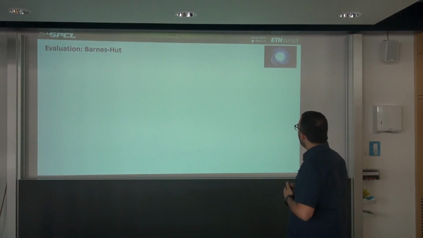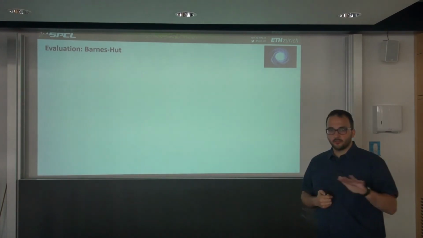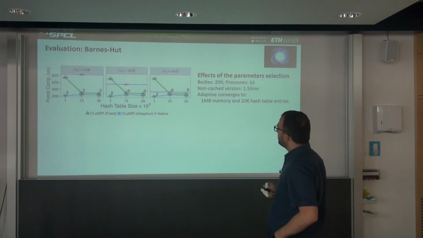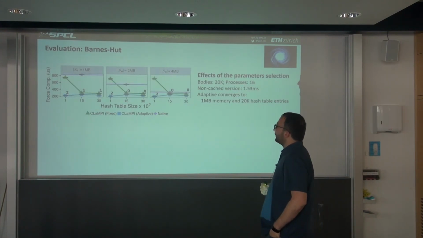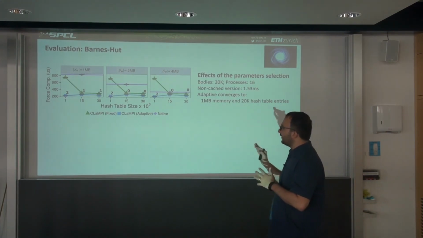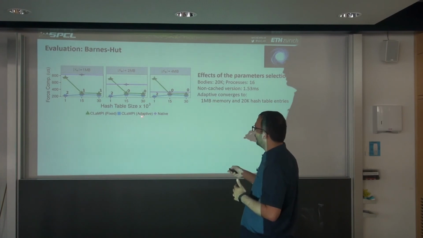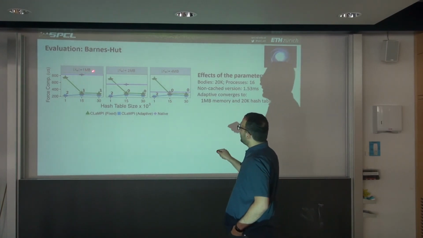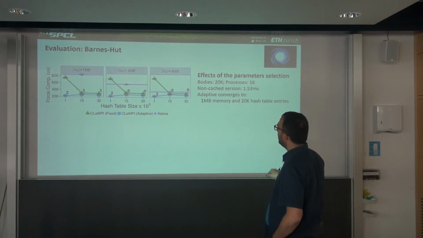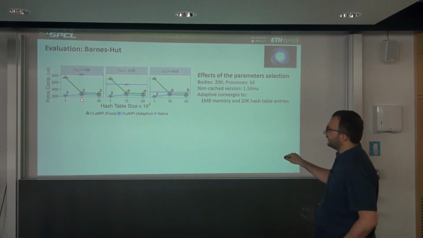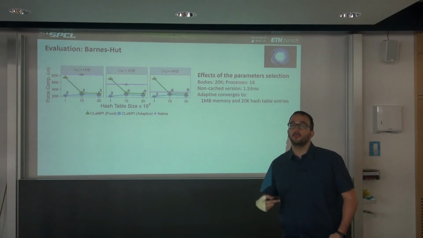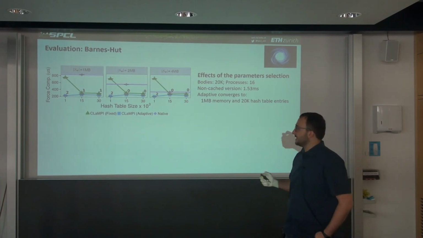Okay, then we have an evaluation of the Barnes-Hut. So this is the n-body simulation using the Barnes-Hut algorithm. The first plot here shows the finding of the optimal configuration for CLaMPI, in particular for CLaMPI fixed, so not the adaptive scheme. Here, in each tile, we vary the size of the memory buffer, so 1 mega, 2 mega, and 4 mega, and then we also vary the hash table size. And we show the time to perform the force computation phase of this algorithm.